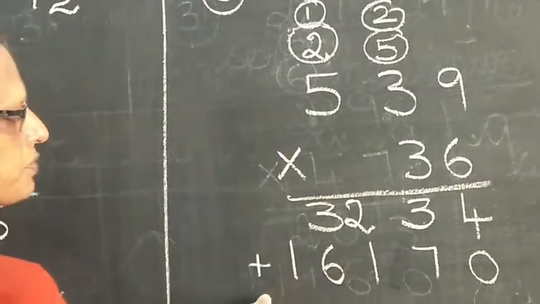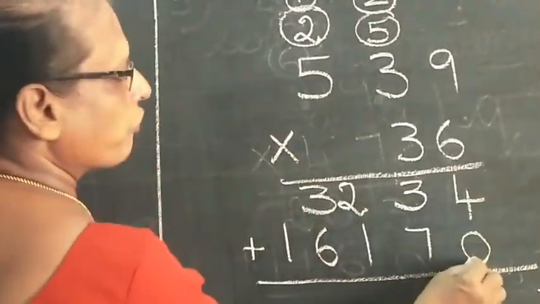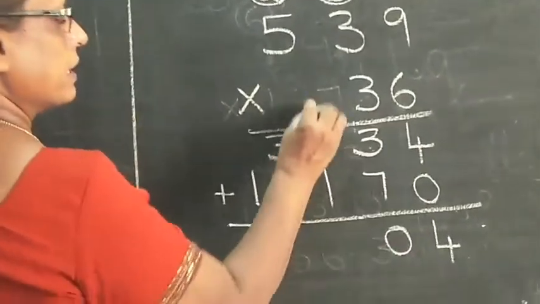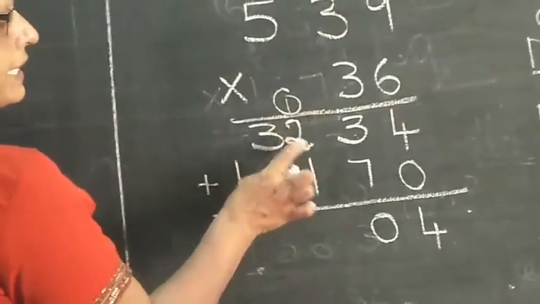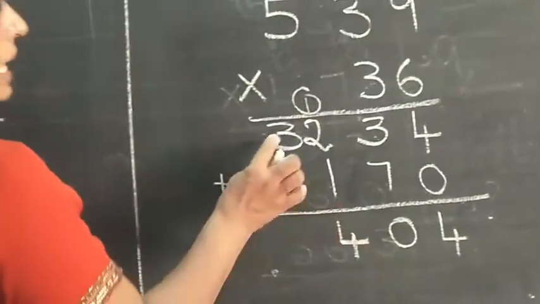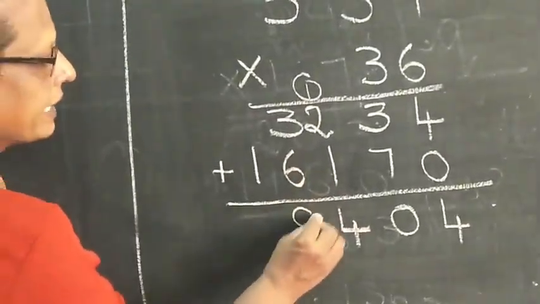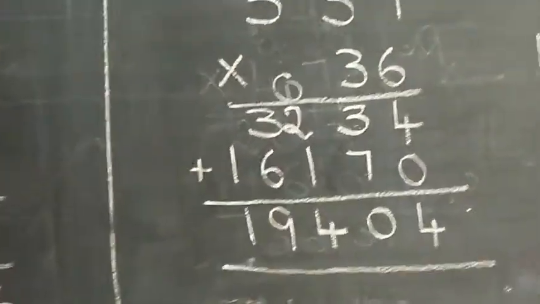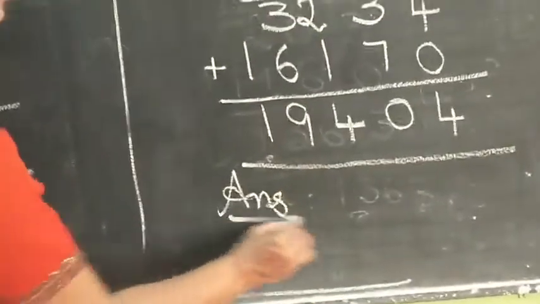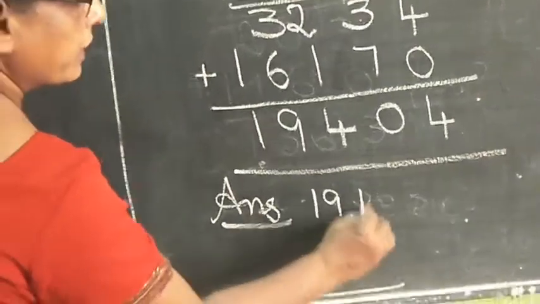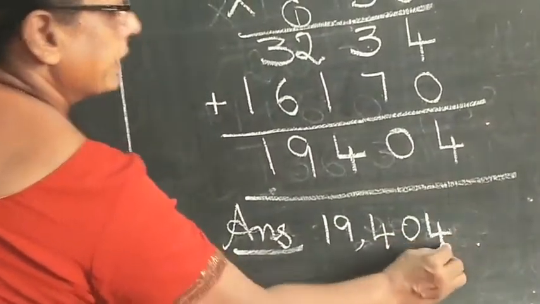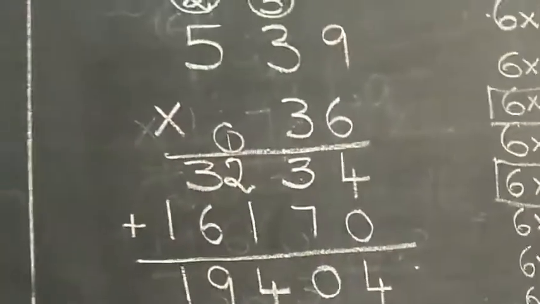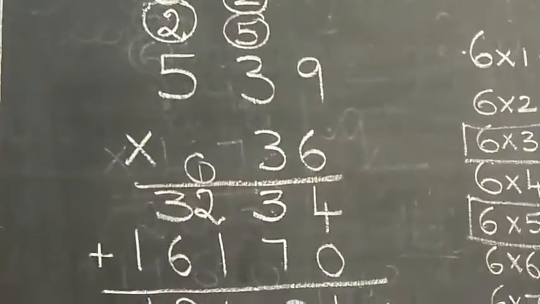So when you add these both numbers, what do you get, children? 4 plus 0, 4. 3 plus 7, 10. 1 plus 2, 3. 3 plus 1, 4. And 3 plus 6, 9. And then you have to bring down this 1 as it is. So what's the answer, children? 19,404. Okay, children. Now we'll see only two more sums.